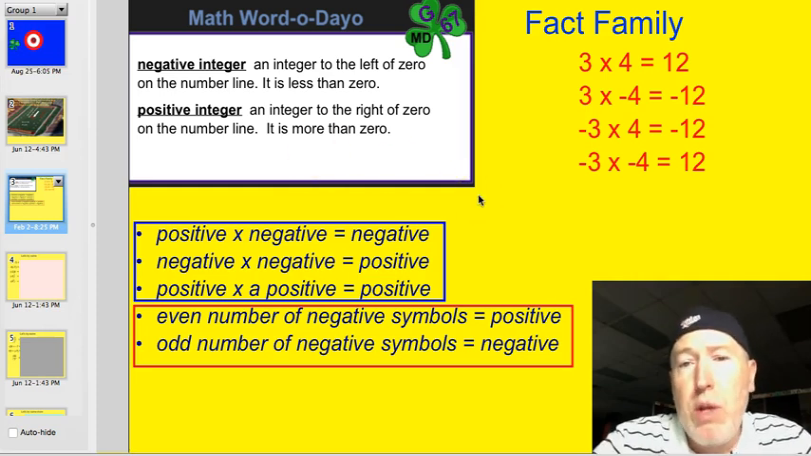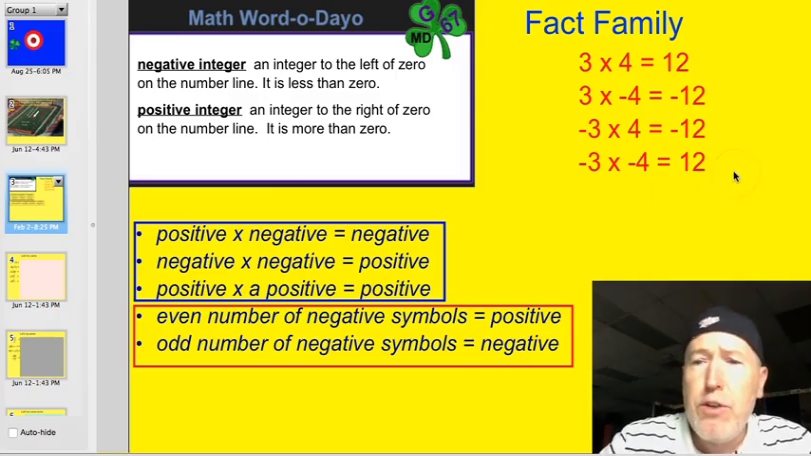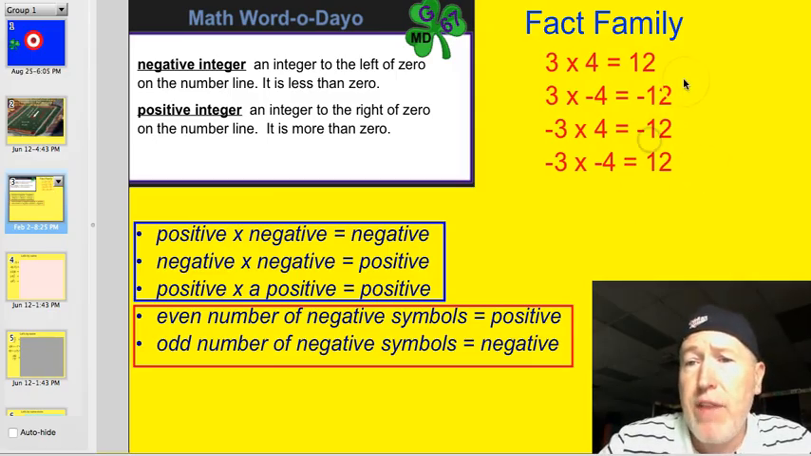Now, I think there are 3 ways that I could think of that really help kids efficiently remember the rules for multiplying positive and negative numbers. The first is just remembering a simple fact family like this, that 3 times 4 is 12, 3 times a negative 4 is a negative 12, a negative 3 times a 4 equals a negative 12, and a negative 3 times a negative 4 equals 12 as well.